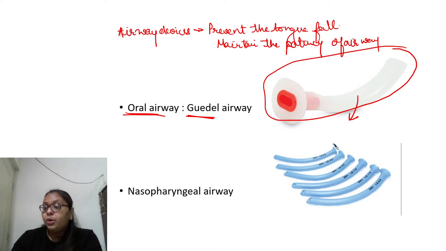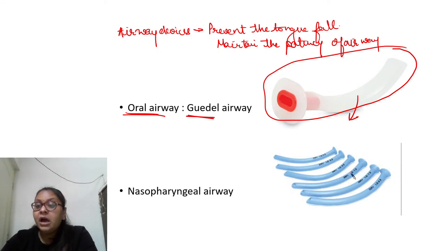And the second, which can be inserted through the nose, this thin one, is the nasopharyngeal airway. So please remember these two. The oral airway, which is the Goodell's airway, oropharyngeal, and there is one nasopharyngeal airway. Is it clear? Any doubts in this?